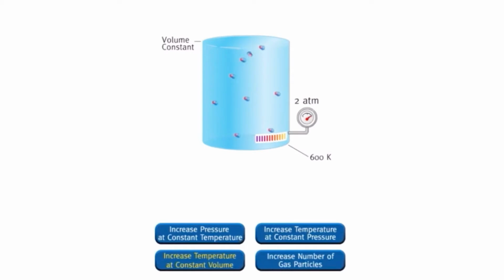When the Bunsen burner is removed, the temperature of the gas decreases. The average velocity of the gas particles decreases, thereby the frequency and intensity of collisions of gas particles with the container walls decrease. Pressure for a fixed amount of gas at constant volume is directly proportional to the temperature.